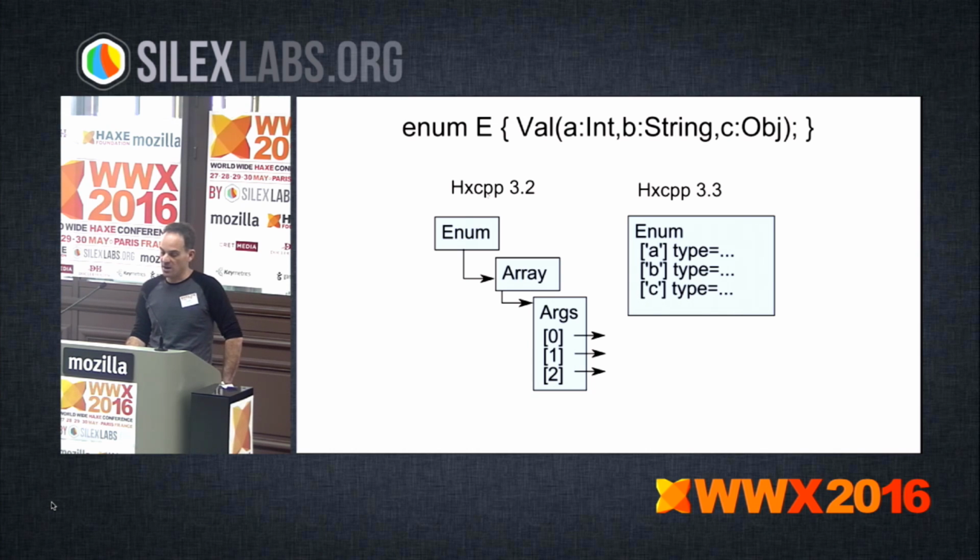Now in 3.3, I built a single structure with a single allocation that has enough room at the end to stick the parameters in, and I just stick the parameters one after the other in a variant format. So it's a much more efficient and compact type and doesn't require any additional allocations like it did before.